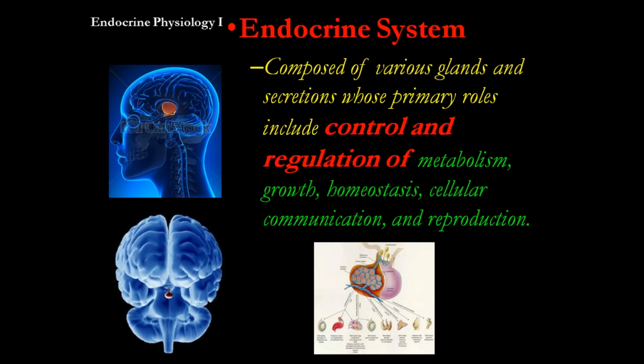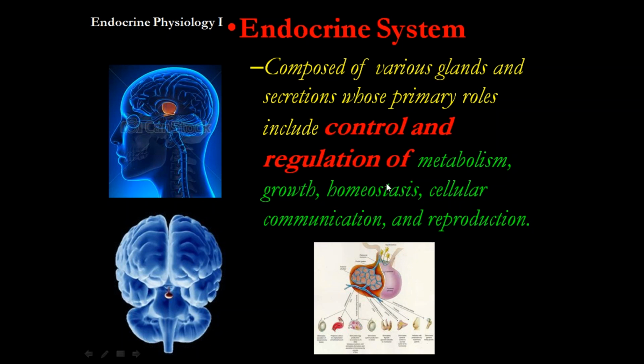For example, metabolism: how do these hormones control and regulate it? If we think about the thyroid gland, metabolism is T3 and T4. For growth, the pituitary gland is going to secrete a hormone that makes some actions, for example, in the muscles, in the bones or in the cartilage.